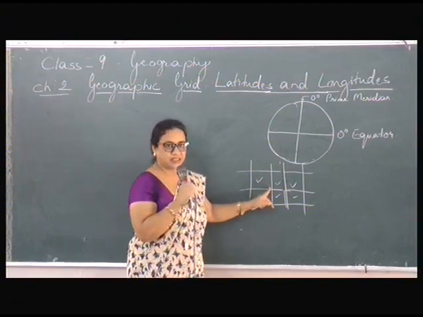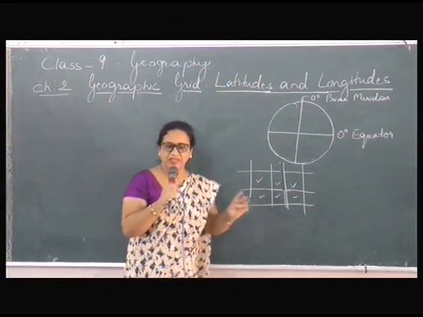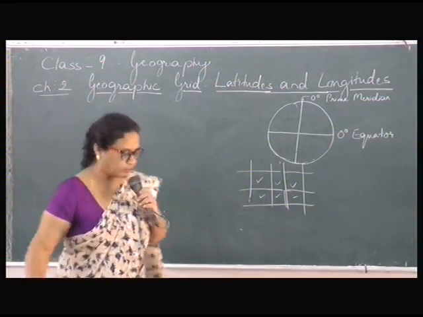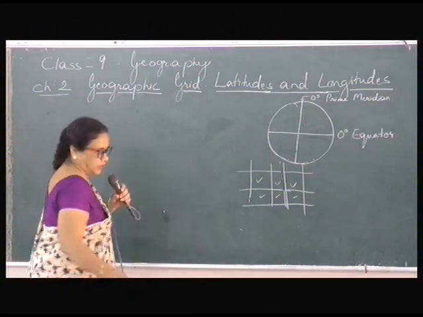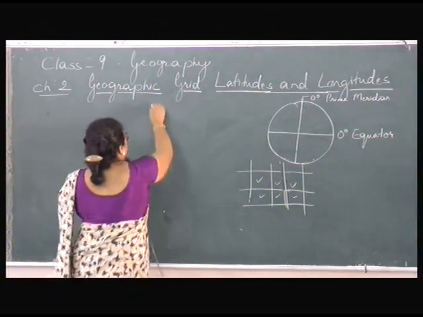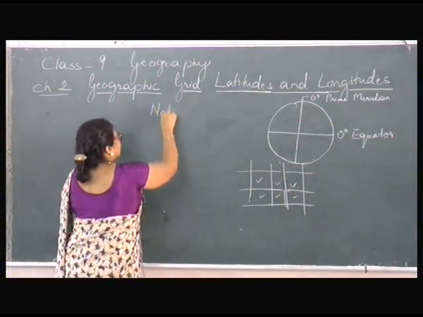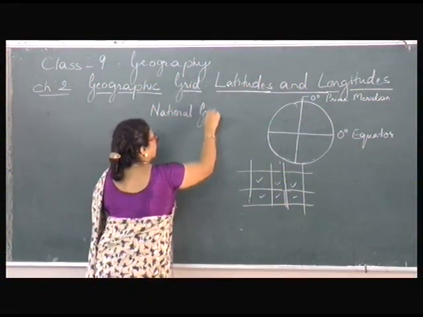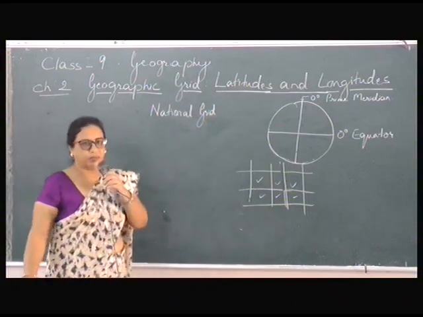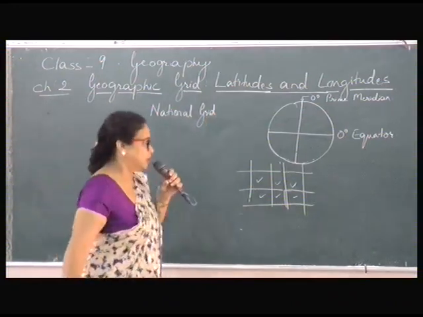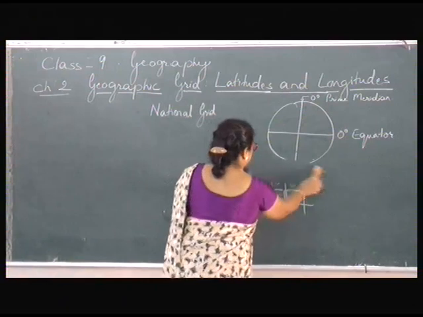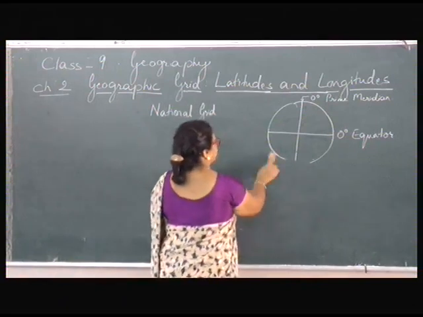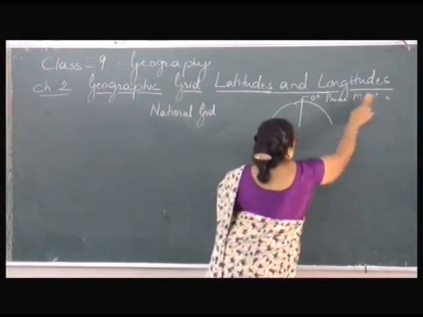This grid system which we find in the atlas, this is for your general knowledge which I am telling you, the grid system which we find in the atlases has been termed as the national grid. It is followed through the entire world. Okay? Now, a quick revision of latitudes and longitudes.